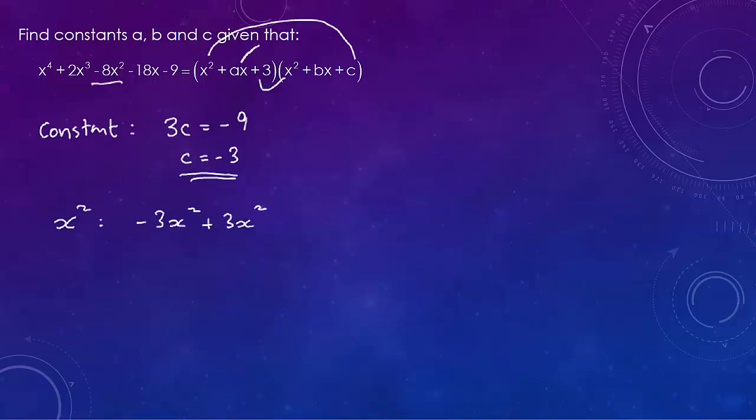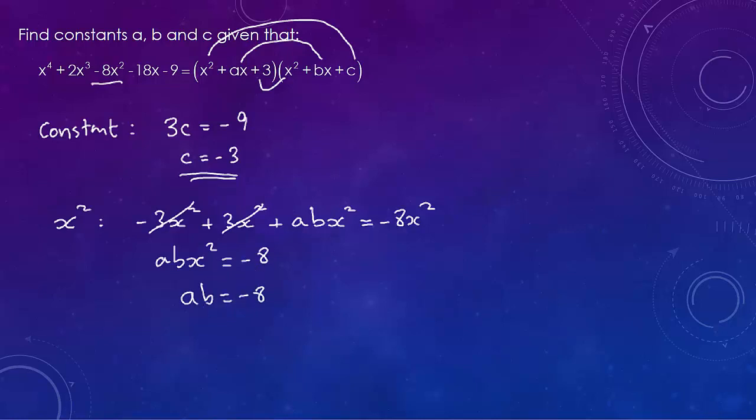And then we'd get an x squared from doing these ones here. So that's going to be an abx squared. Nothing else would give me an x squared. And so that lot must be equal to -8x squared. These two cancel. So I've got abx squared equals -8x squared, and therefore a multiplied by b must be -8.